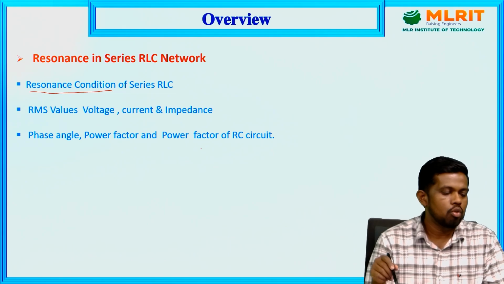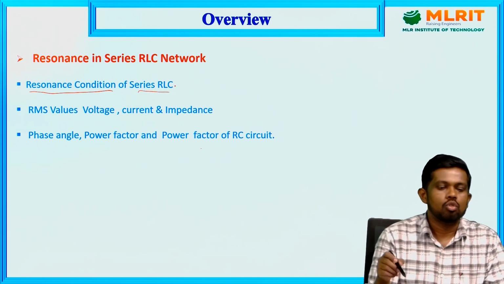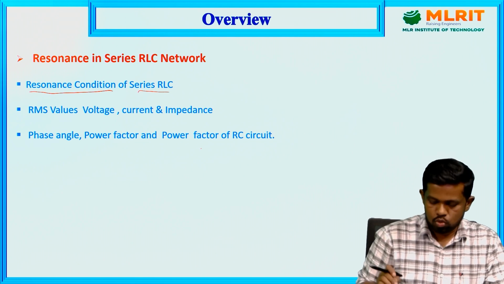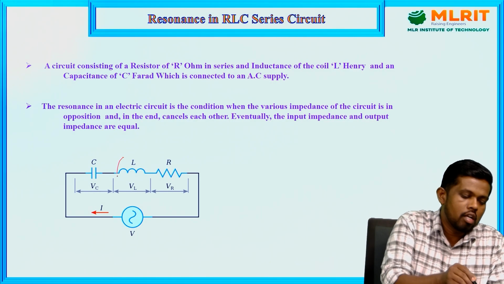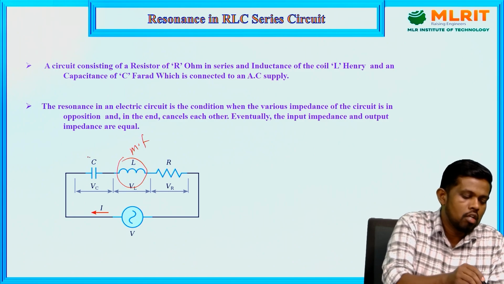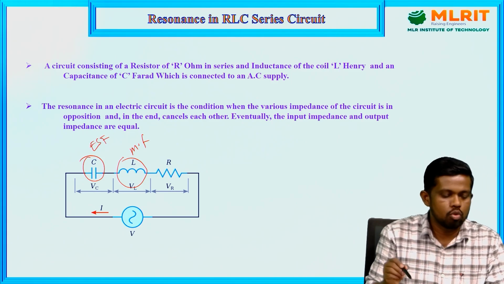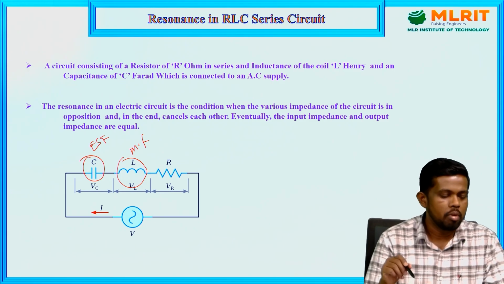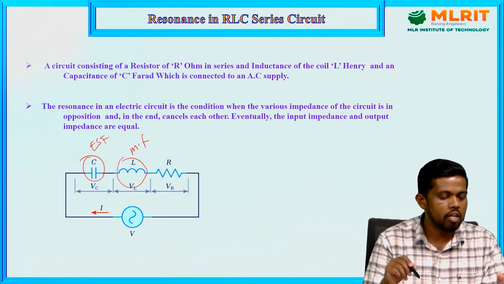Similarly, the resonance condition occurs in the RLC series circuit, where we also require two energies. In the RLC series circuit, the energy comes from the inductor in terms of the magnetic field, and the energy is given by the capacitor in terms of the electrostatic field. So the inductor and the capacitor should supply the energies to the whole network, and based on that, we get the resonance condition.